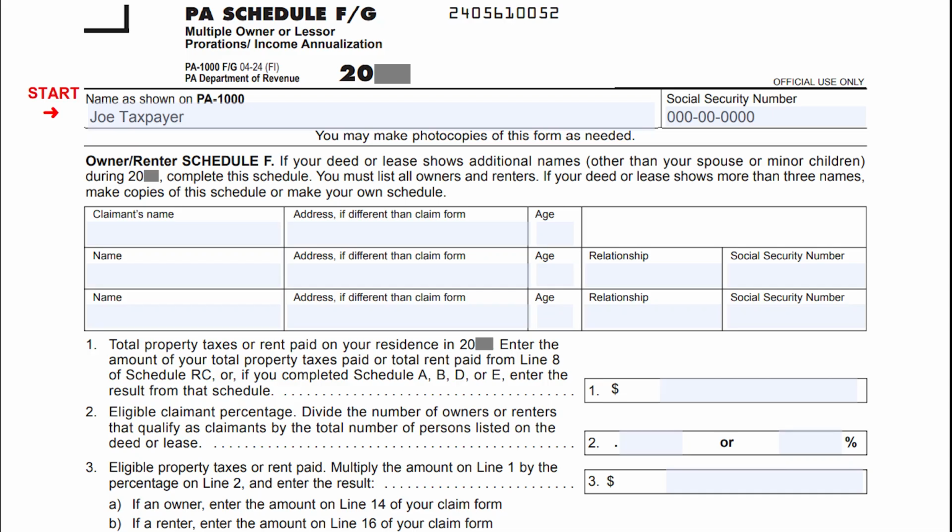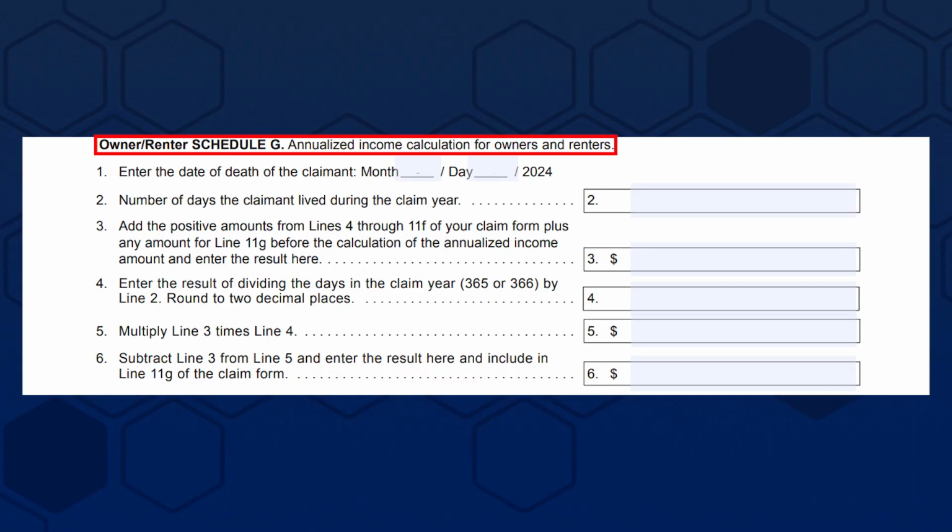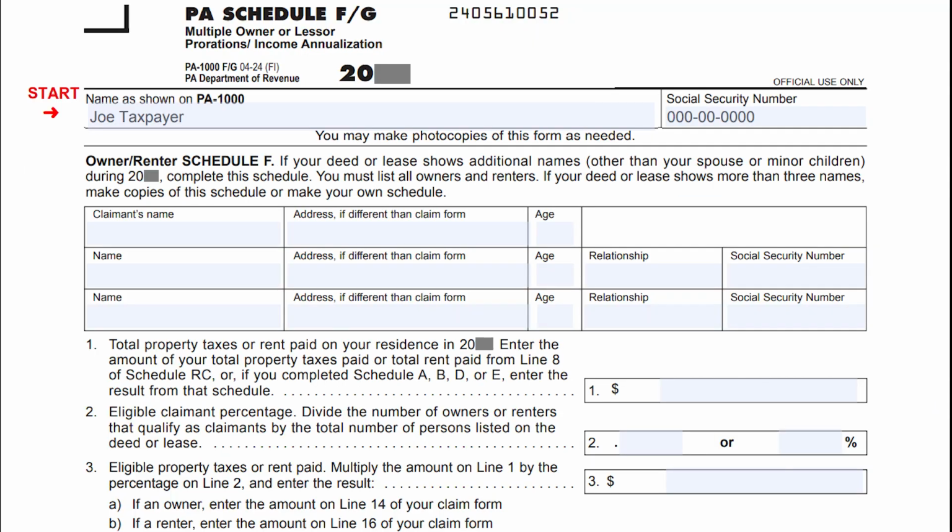The PA-1000 Schedule G is located on the consolidated PA-1000 Schedule F/G. These schedules are used for different purposes, so please make sure that you are only filling out the section titled Owner/Renter Schedule G. To begin, list the primary applicant's name and social security number on top of the form.